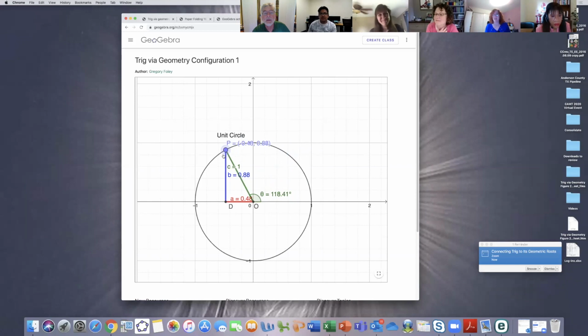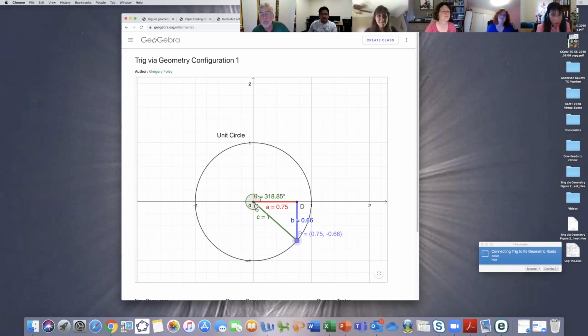And I love that opportunity to discuss with students the difference between the length of the side and the coordinate of the point. So the coordinates are almost like components of a vector. And that green segment, if you thought of it as a vector from the origin O to the point P, then A and B are the lengths of the sides of that vector, but the components are, in this case, the 0.75 and the negative 0.66.